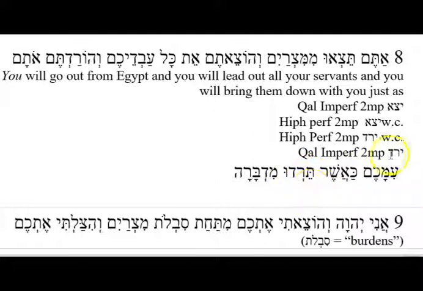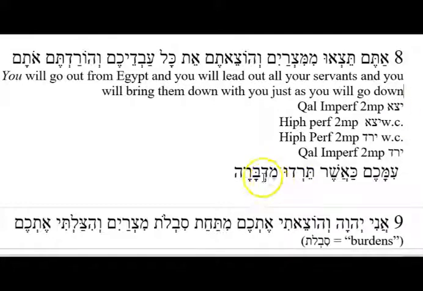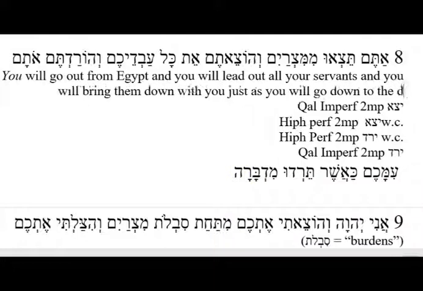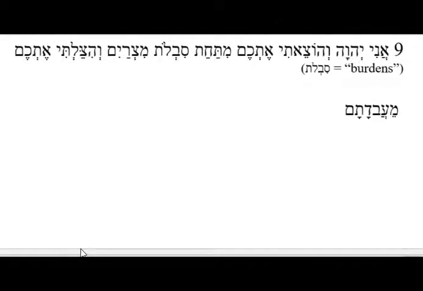So terdu, how do we translate that? Second masculine plural, just as you will, it's imperfect, go down, midbara. Midbara. So midbar is the desert, right? And this is the directional he, to the desert or to the wilderness. So you will go out from Egypt and you will lead out all your servants and you will bring them down with you just as you will go down to the desert. Okay, kind of clunky English there, but it's a good example of some of those Hiphil verbs.